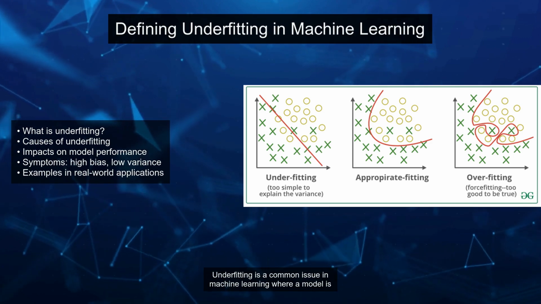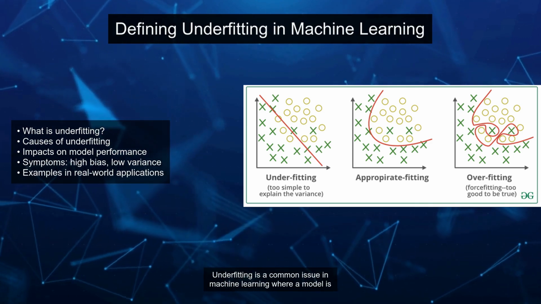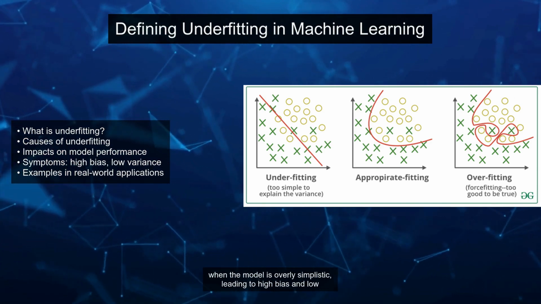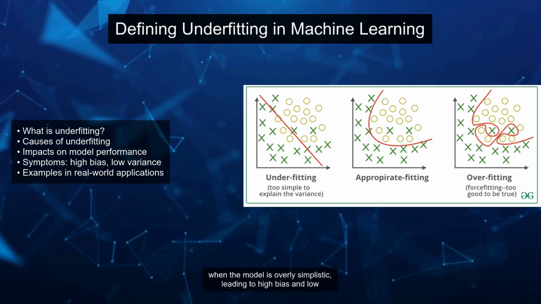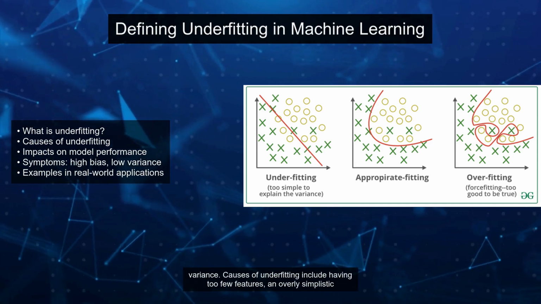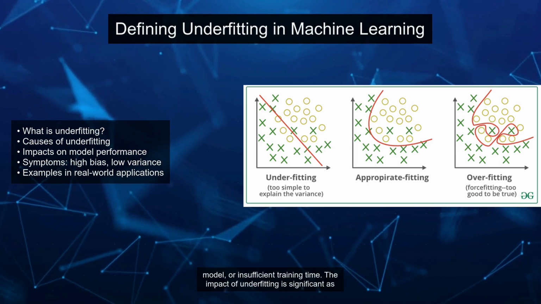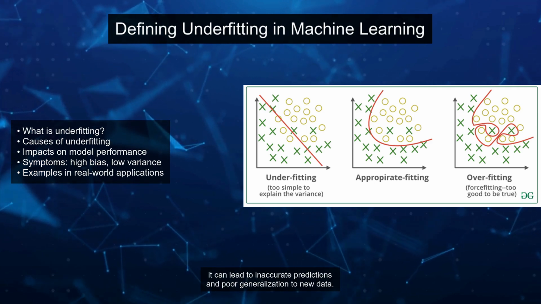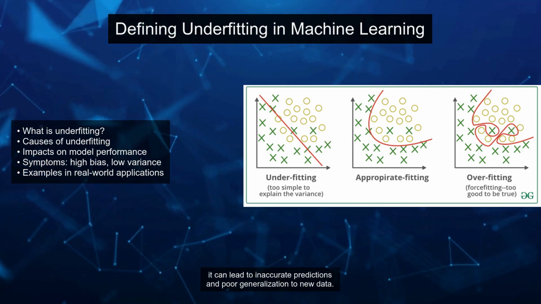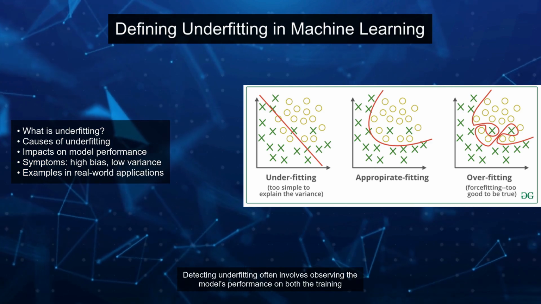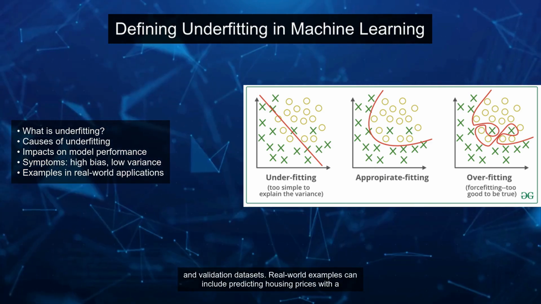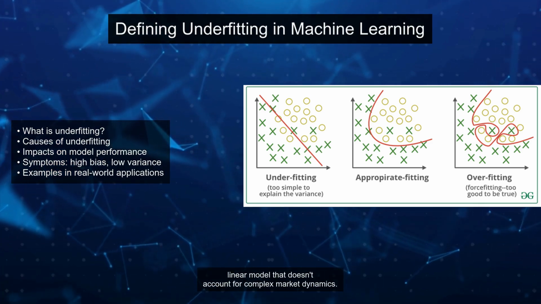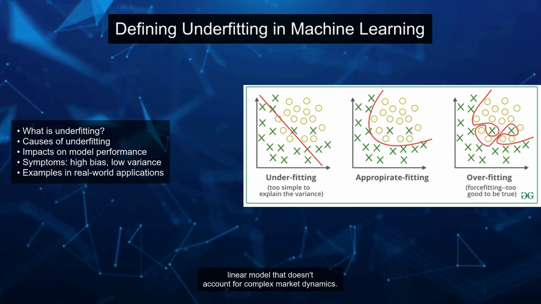Underfitting is a common issue in machine learning where a model is unable to capture the underlying trend of the data. This typically happens when the model is overly simplistic, leading to high bias and low variance. Causes of underfitting include having too few features, an overly simplistic model, or insufficient training time. The impact of underfitting is significant as it can lead to inaccurate predictions and poor generalization to new data. Detecting underfitting often involves observing the model's performance on both the training and validation datasets. Real-world examples can include predicting housing prices with a linear model that doesn't account for complex market dynamics.